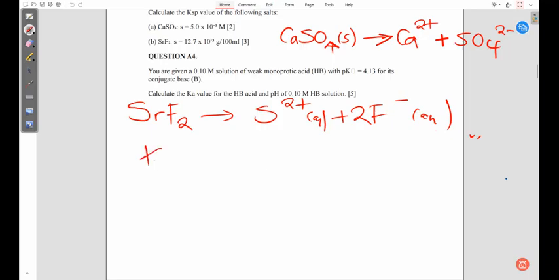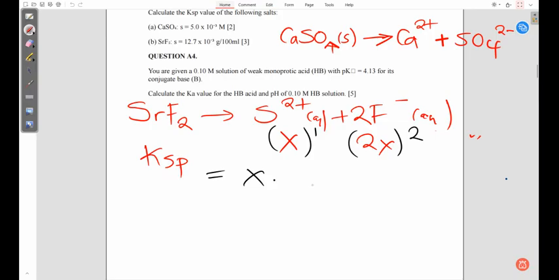So I gave you a shortcut. Ksp is going to be, this is x because of the coefficient of 1, that is 2x. Now I also did say, what did I say? The power 1, again the power 2. So our Ksp expression becomes x multiplied by 2x squared, that's going to be 4x squared, which gives us 4x to the power 3, right?